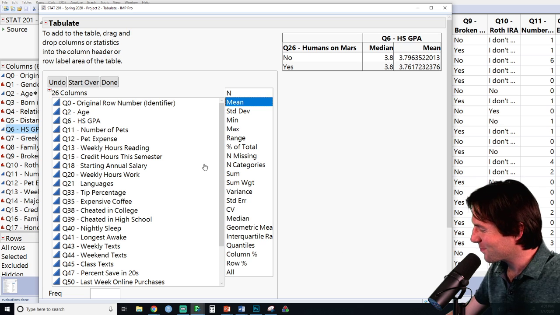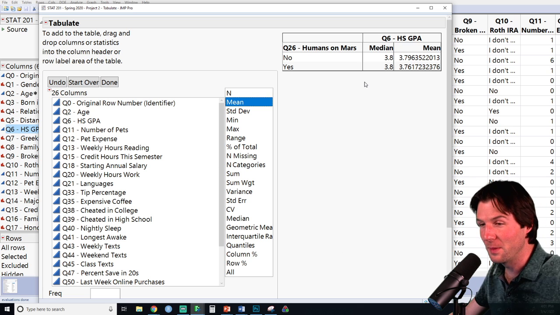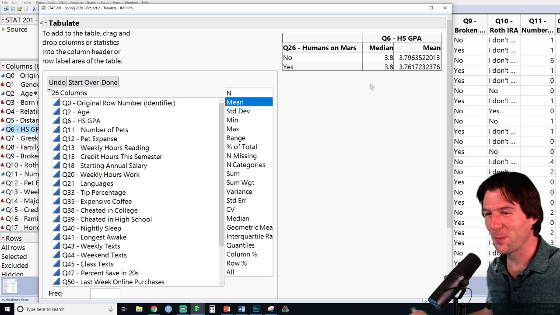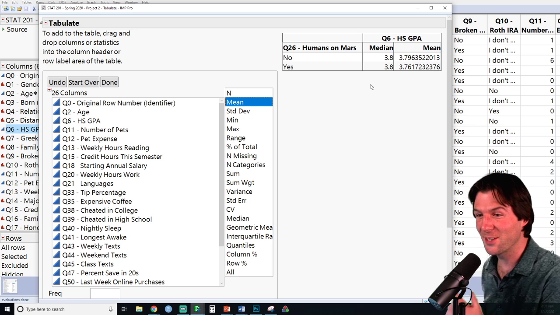So we see right here the median and the mean. So with this in mind, do people see how to do tabulate?